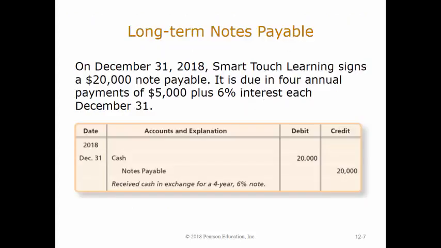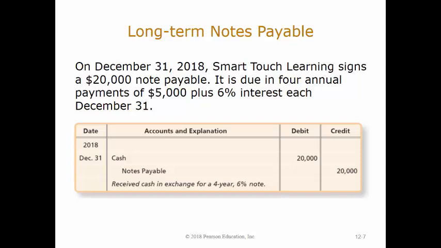Recall that most long-term notes payable are paid in installments. The current portion of notes payable is the principal amount that will be paid within 1 year, a current liability. The remaining portion is long-term. For example, Smart Touch Learning signed a $20,000 note payable on December 31st, 2018. The note will be paid over 4 years with payments of $5,000 plus 6% interest each December 31st, beginning December 31st, 2019.